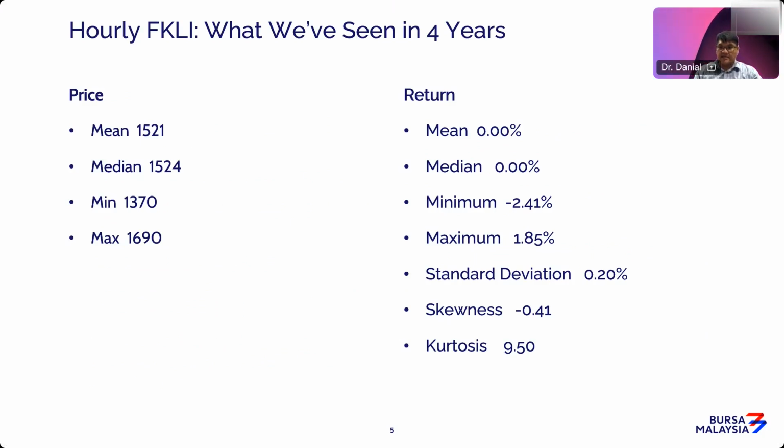On your right hand side, return. Mean and median are quite the same, 0%. Actually, if you put 6 decimal places, you will see some numbers. It's just that I want to make it simple, so I just put 2 decimal places there. The minimum is negative 2.41 and the maximum is 1.85.